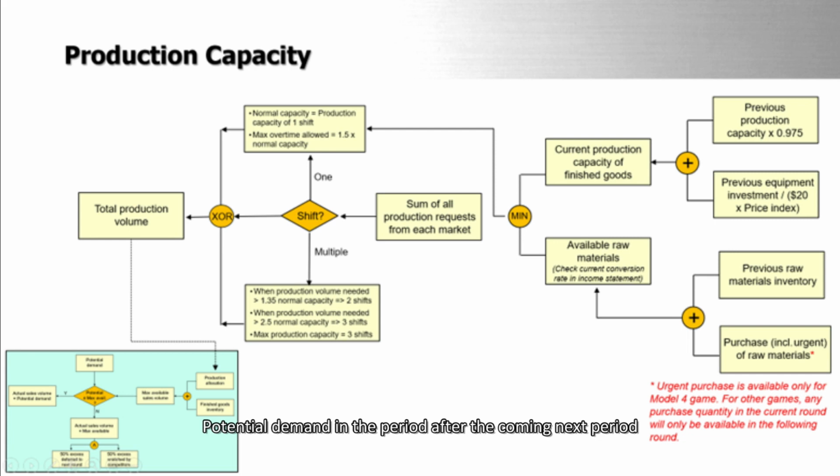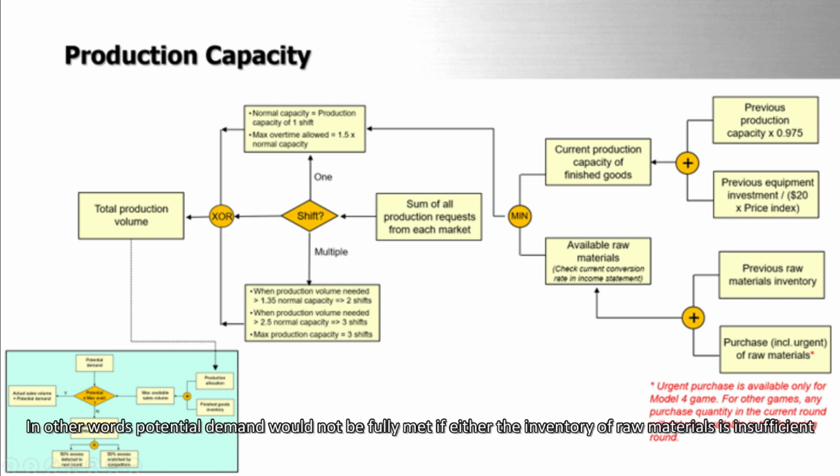Potential demand in the period after the coming next period is met by the product manufactured from the inventory of raw materials available for the production in the coming next period, limited by the production capacity for the manufacture of the product. In other words, potential demand would not be fully met if either the inventory of raw materials is insufficient or the production capacity for manufacture of the product is inadequate.